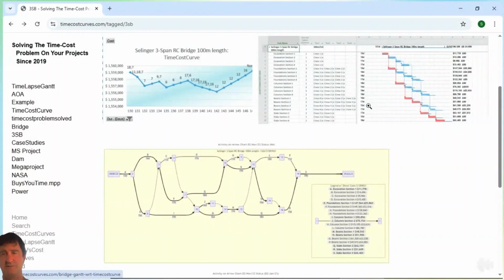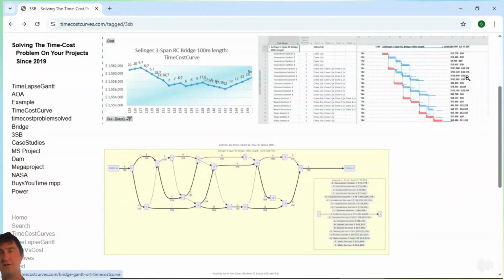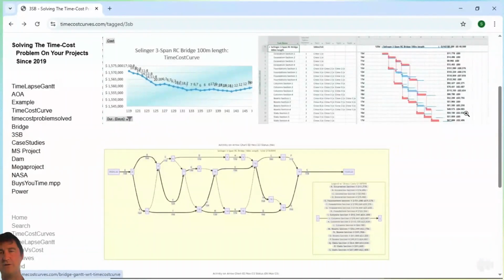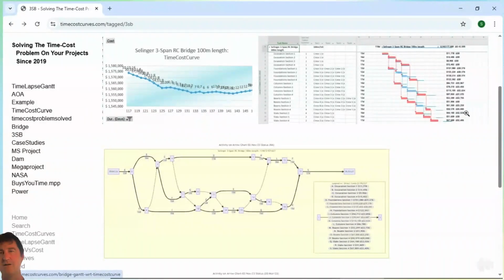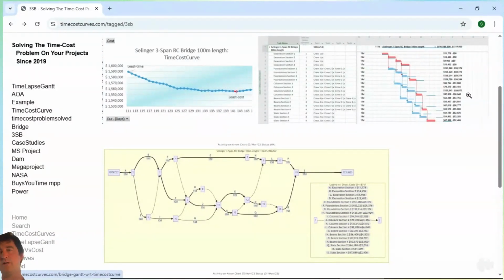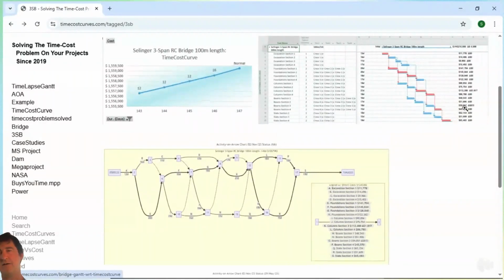Here you can see the Gantt chart being compressed. You can see as each activity along the critical path, which of course changes, in terms of saving one day on your project, you may need to compress more than one activity. And that's exemplified here. And the costs are also recalculated for each compression.